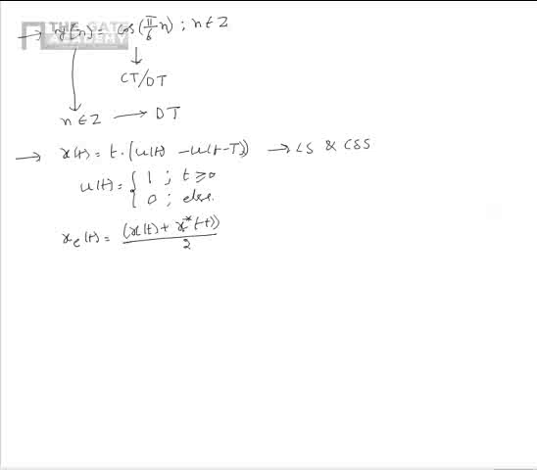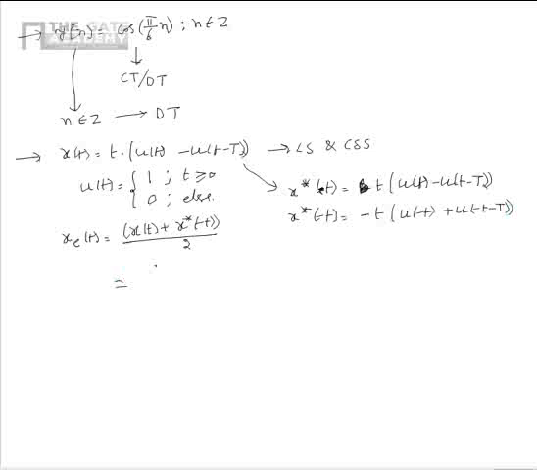This can be obtained if we find out x star of minus t. From the given signal x of t, x star of t can be written as t into u of t minus t into u of t minus capital T, because the signal x of t is real. From this, x star of minus t can be written as minus t multiplied by u of minus t plus u of minus t minus capital T.